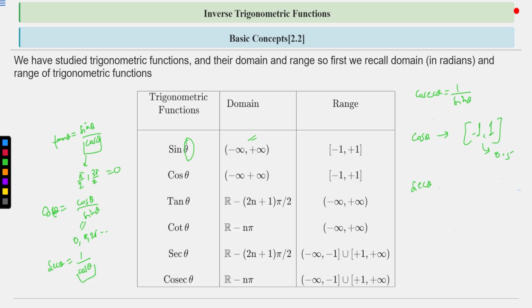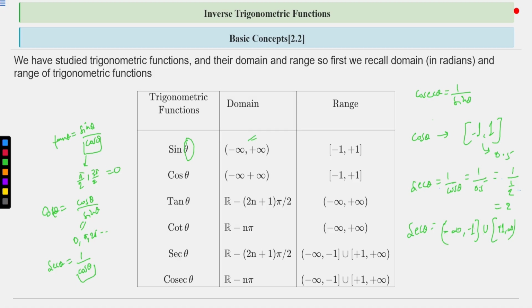Now sec theta is 1 by cos theta. So it will be 1 by 0.5, which is 2. So the value of sec theta is 2. Clear? So sec theta cannot take its value from -1 to 1, right? If cos theta is from -1 to 1, then sec theta will take all the values except -1 to 1. So sec theta belongs to -infinity to -1 union 1 to infinity, right?